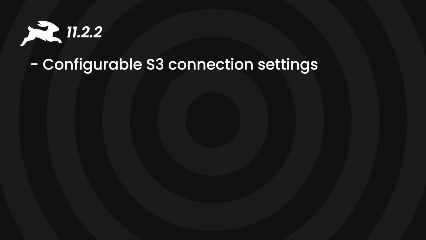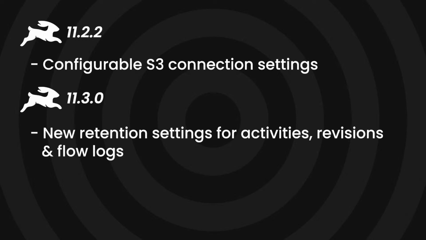In 11.2.2, we made S3 connection settings configurable via environment variables. This includes things like connection timeout. In 11.3.0, we introduced new retention settings for activities, revisions, and flow logs. These three system tables can become quite large, and now you can change how long they will be kept before being pruned.